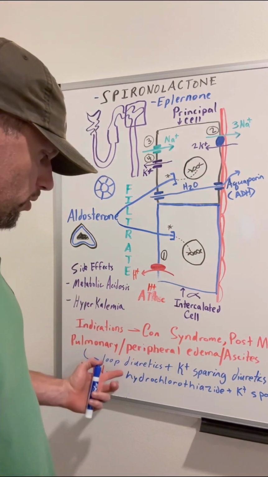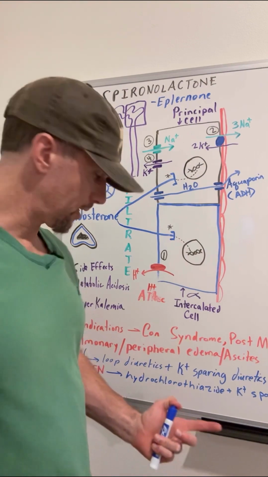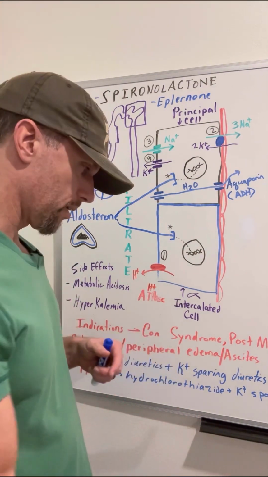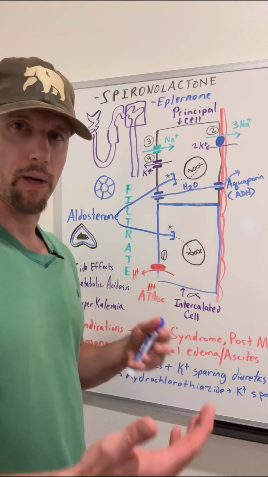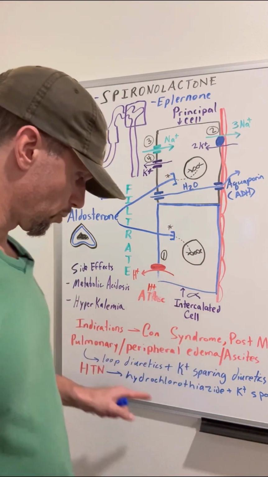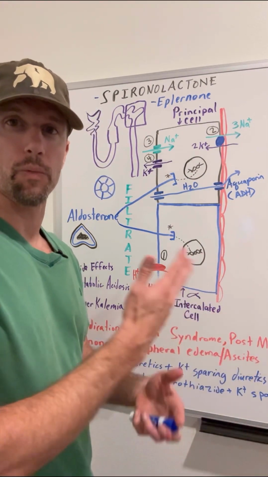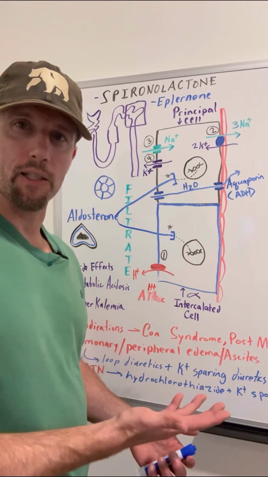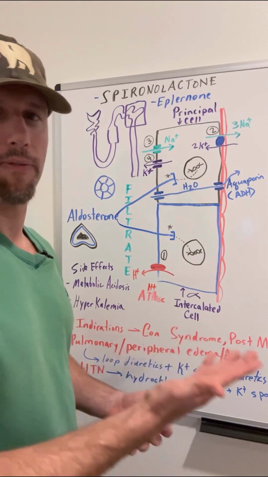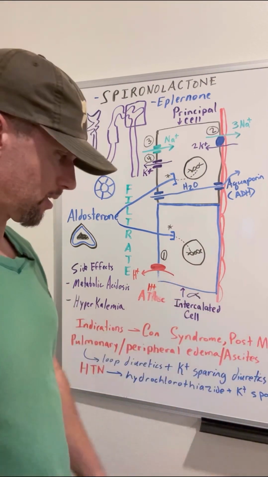A lot of times they'll use a heavy hitter like a loop diuretic, like Lasix, and then they'll come in with some potassium sparing diuretic too, because that way you get that balance again, because the loop diuretics will cause more potassium to be excreted. And then you have the potassium sparing diuretics that cause more potassium to be prevalent in the bloodstream, so you can get that balance again.